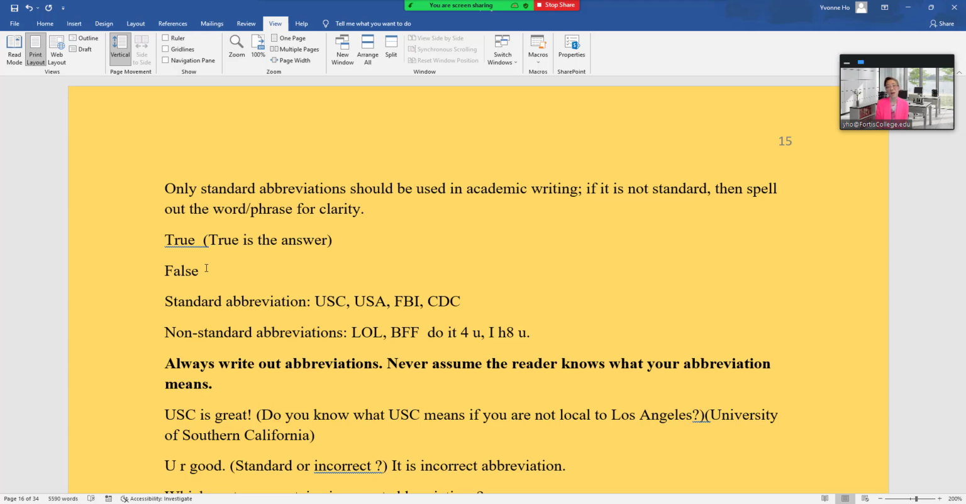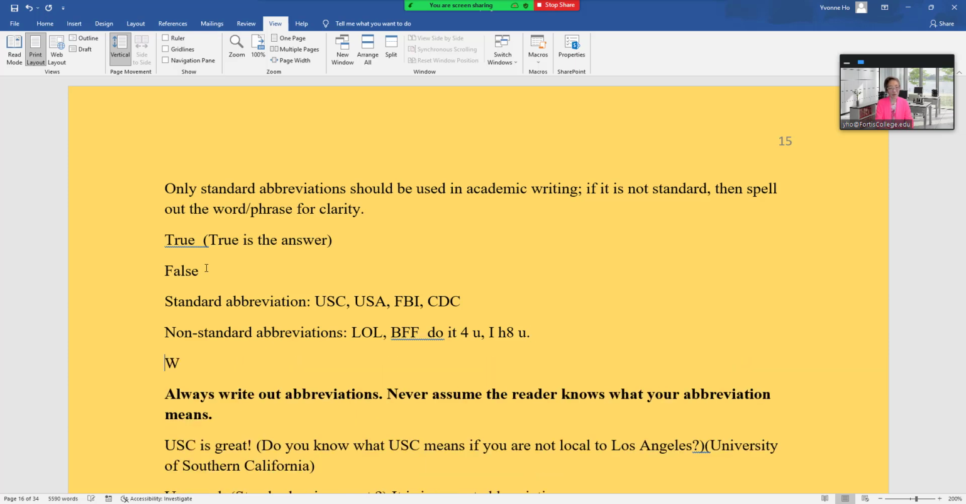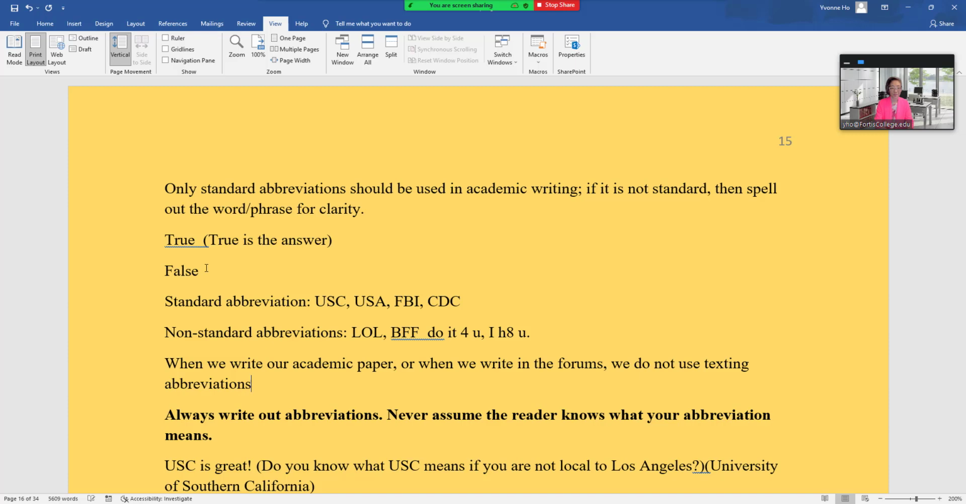So when we write our academic papers for class, or when we write in the forums, we do not use texting abbreviations because that is not standard English. That is not correct English.